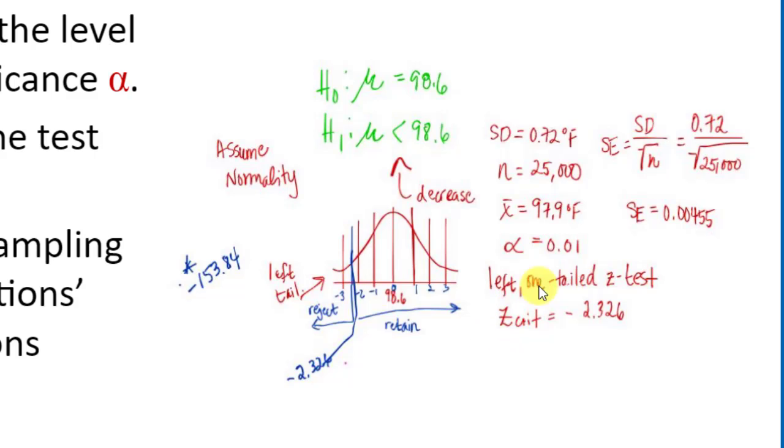The last thing that we needed to do before we could start comparing and calculating things was to determine the standard error. Since we were given the population standard deviation, we could just use the standard deviation divided by the square root of the sample size to find our standard error. Super easy formula. I put in 0.72 degrees Fahrenheit in the numerator and the square root of 25,000 in the denominator, punched that into Google Calculator, and I got that the standard error was 0.00455, and if we were going to round it, 0.0046.